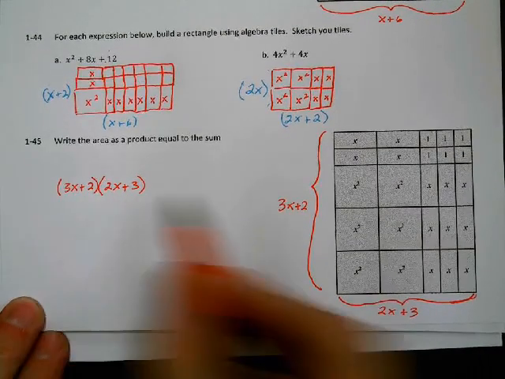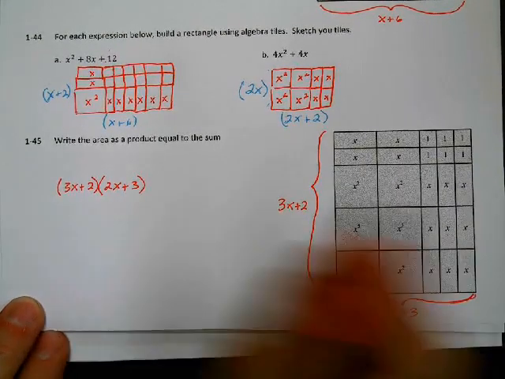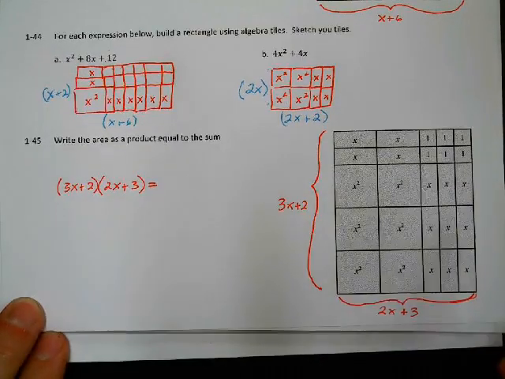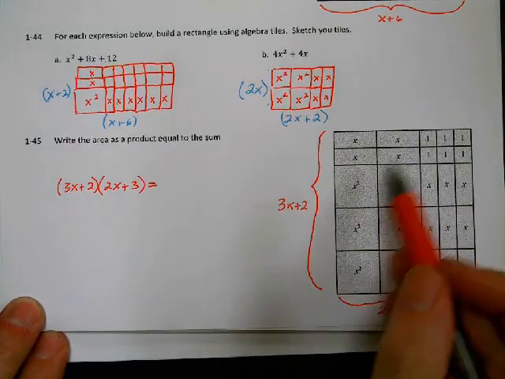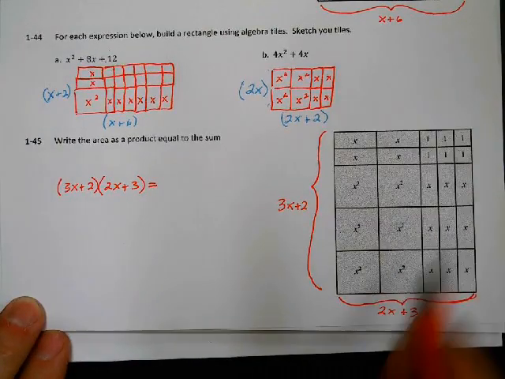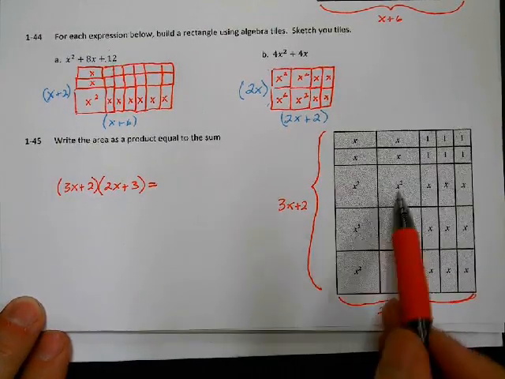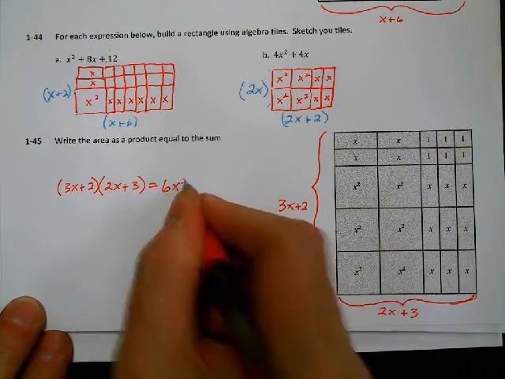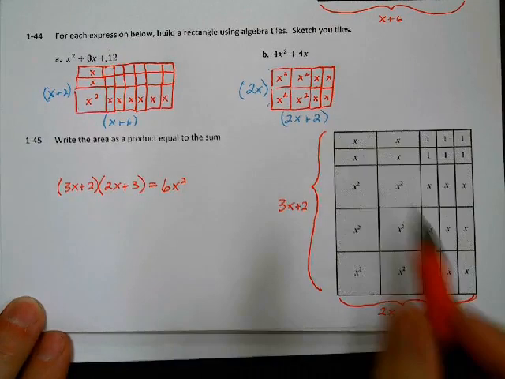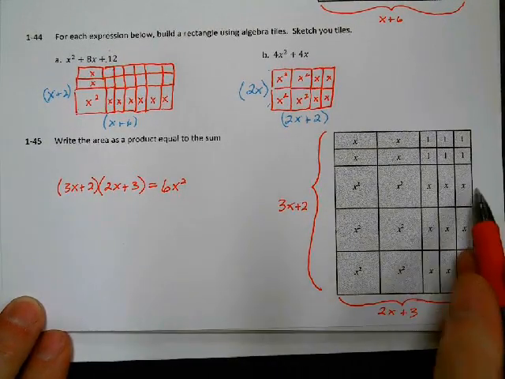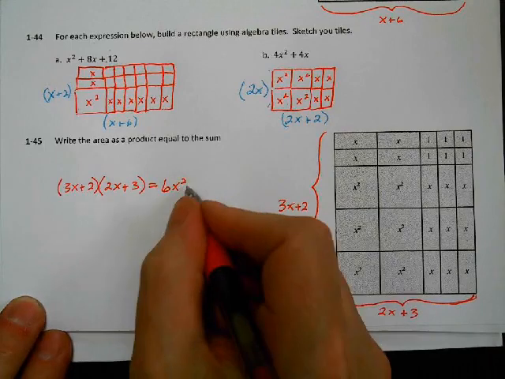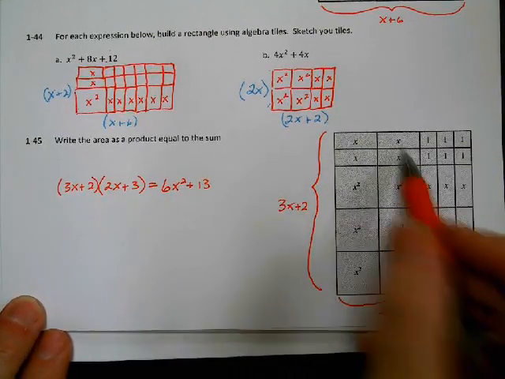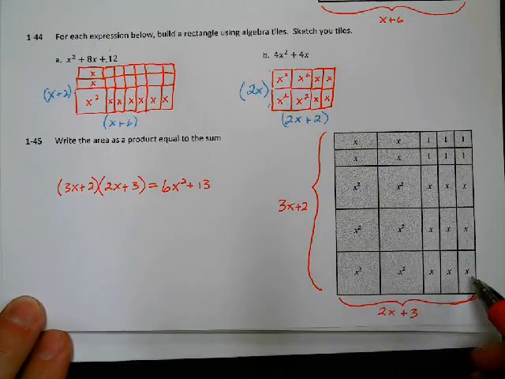The other way is to write it as a sum. A sum would just mean me adding up all these little areas inside of there. Let's see how many x squareds I have. 1, 2, 3, 4, 5, 6. I got 6 of the x squareds. How many of the x's do I have? 1, 2, 3, 4, 5, 6, 7, 8, 9, 10, 11, 12, 13. I do have 13. I have 13 of those x's.